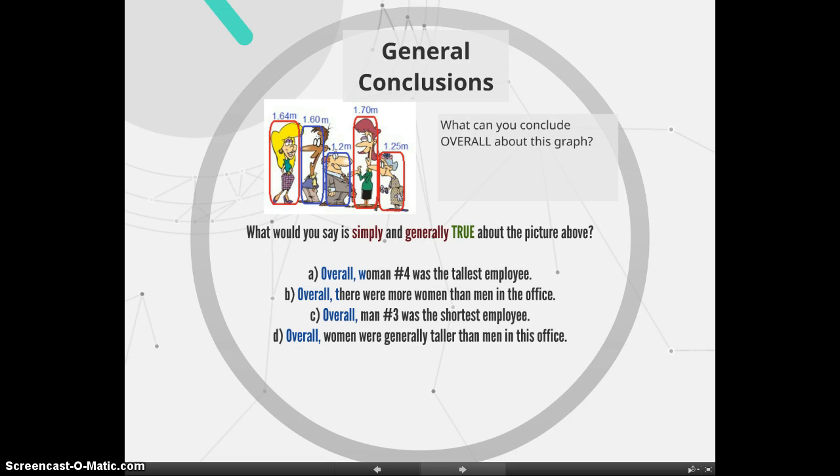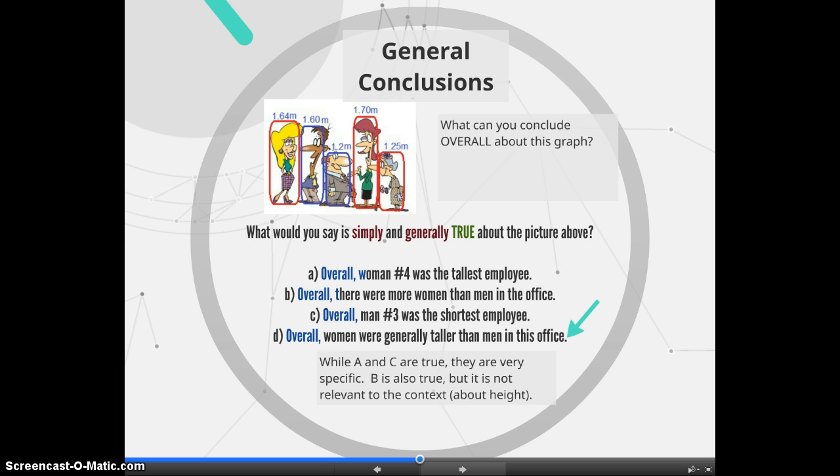Pause the video and choose which sentence is simple and generally true. Okay. If you're ready to hear my answer, I'm assuming you're ready to press play. Well, the best sentence is the 4th sentence. A and C are actually true, but they're very specific. B is also true, but it's not relevant to what we're measuring here, which is height.